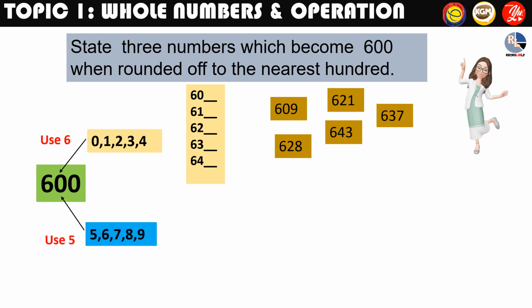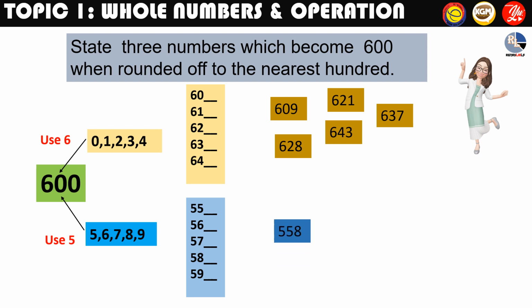Look at the second digit. If you want to put the second digit as 5, 6, 7, 8, or 9, the first number must be 5. Why do I say so? Because when you round off 550, for example, you're going to add 1 to the first digit and it's going to be 600. So the numbers can be anything that starts with 55, 56, 57, 58, 59.